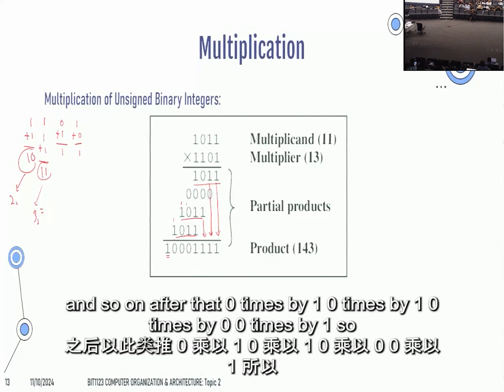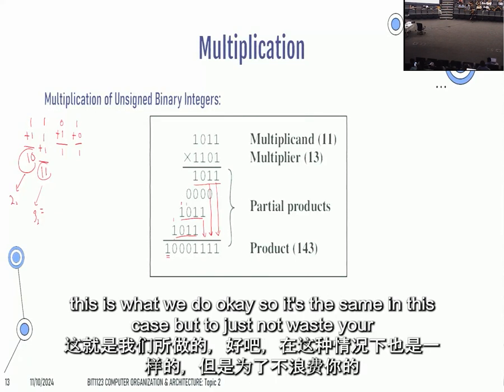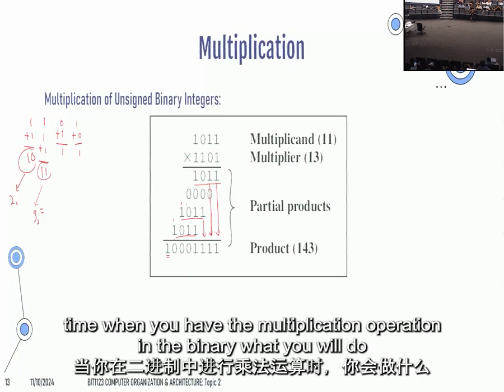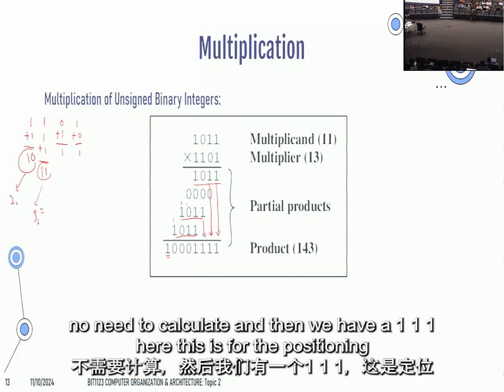After that, 0 times 1, 0 times 1, 0 times 0, 0 times 1. So this is what we do. 1 times 1, 1 times 1, 1 times 0, and 1 times 1. It's the same in this case, but to not waste your time in a binary multiplication operation, you just copy that number 1011. And after that, the 0, just leave it at 0, no need to calculate.